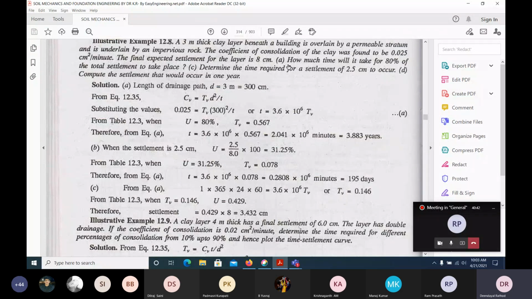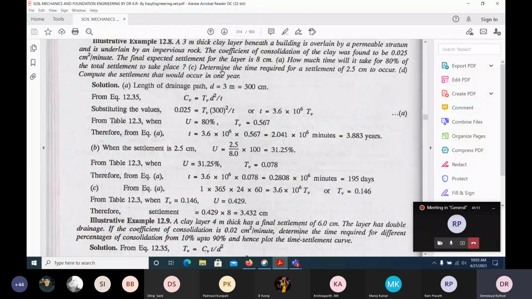What is given? How much time will it take for 80% of the total settlement to take place? That means 80% of the total, that is 80% of the consolidation. Now, when the settlement is 2.5, how much percentage is it? 2.5 out of 8, that is 31%. Understand? Total settlement is 8.